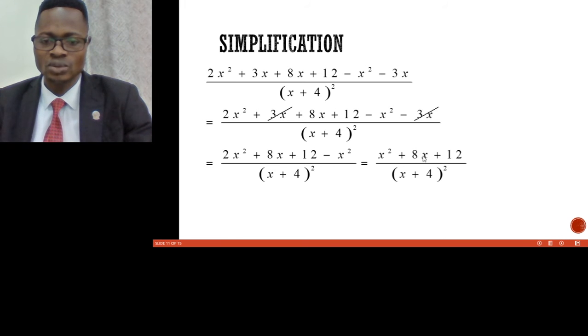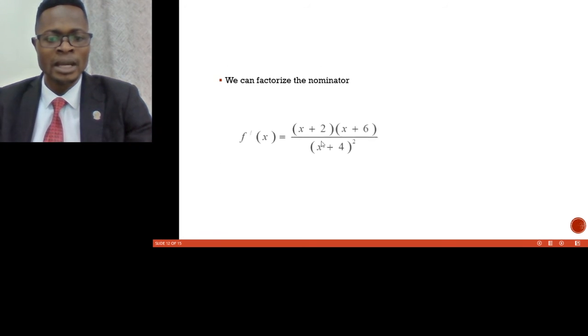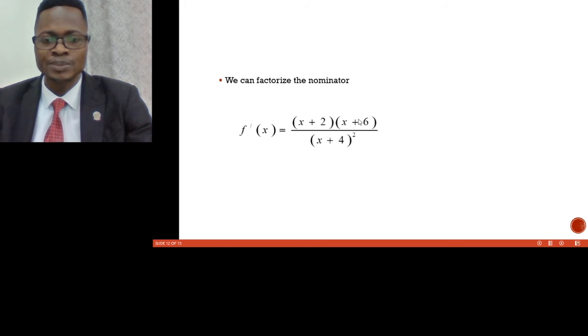When we factor, we just look for a sum and product of the numbers 8 and 12, and that will be 2 and 6, because 2 plus 6 is 8 and 2 multiplied by 6 is 12. So if we use this, we will end up with (x + 2)(x + 6) divided by (x + 4) squared, and this is our derivative.